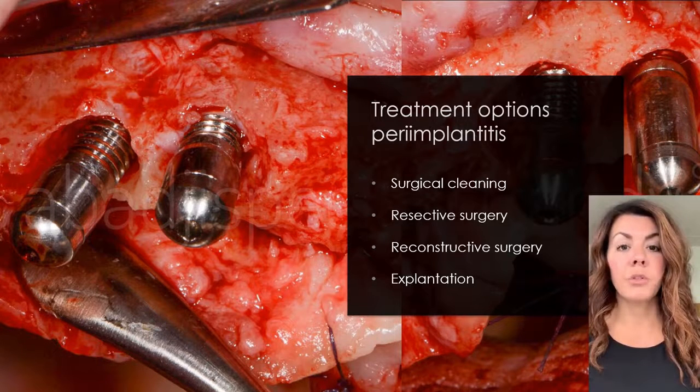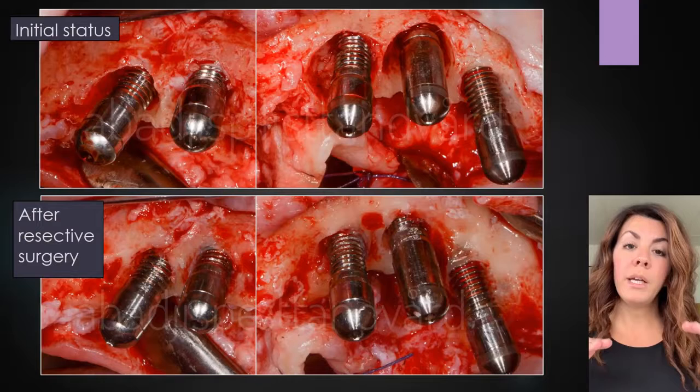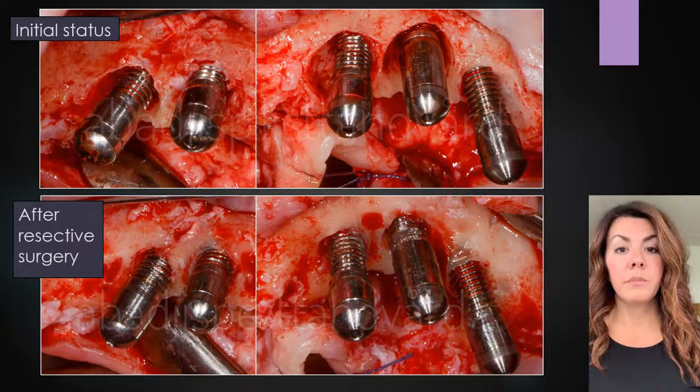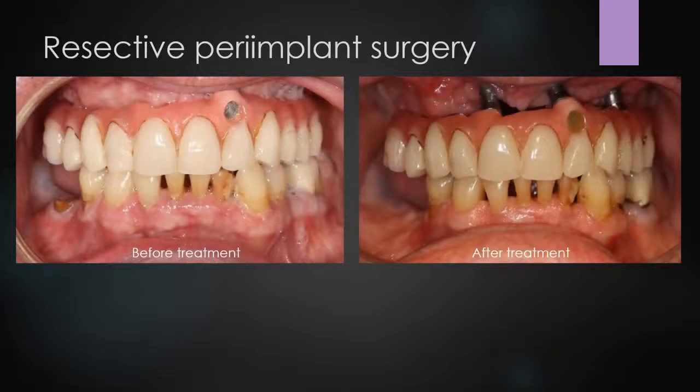The second option is doing a resective therapy. With this, I mean that you try to make the crater defect more horizontal, that is around the implant, and in such a way try to treat the periimplantitis. The disadvantages with this type of treatment is that you will get a gingival recession that will affect the aesthetic appearance and it might affect the patient's speech.